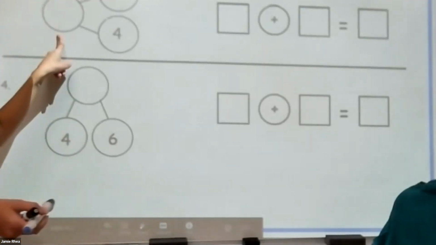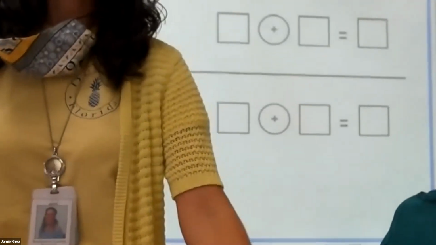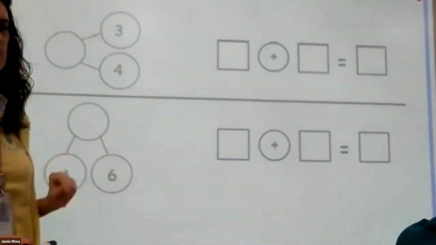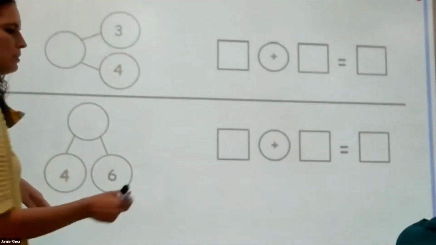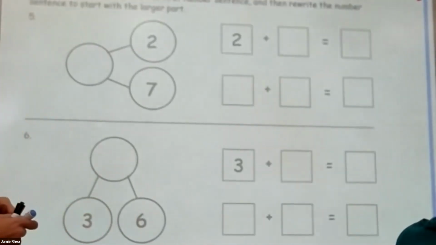Okay, same thing. I want you to circle your larger part, solve the number bond, and fill in your number sentence. I'm not going to do these with you. Okay, you're going to do these on your own. Let's see. Color the larger part of the number bond, count on from that part to find the total, and fill in the number bond. Complete the first number sentence, then rewrite the number sentence to start with the larger number.